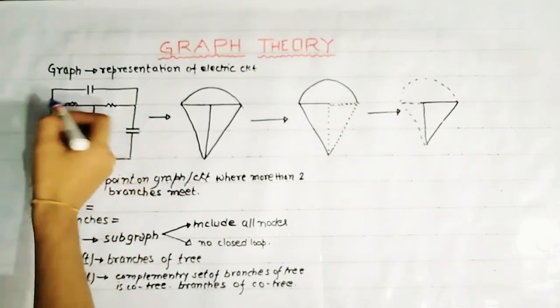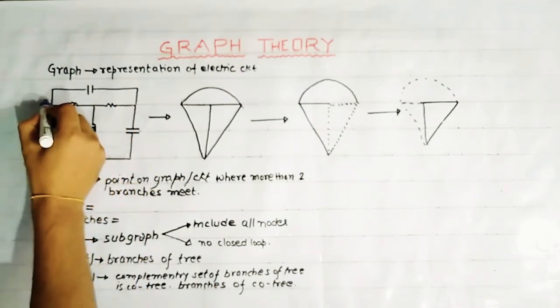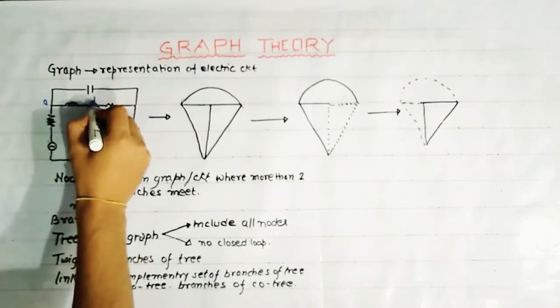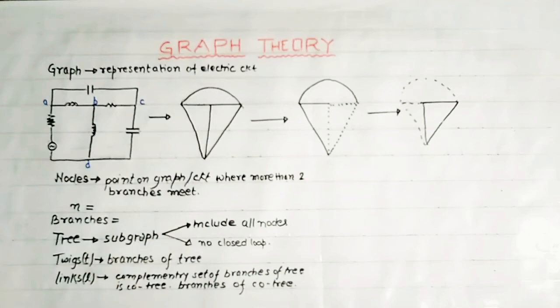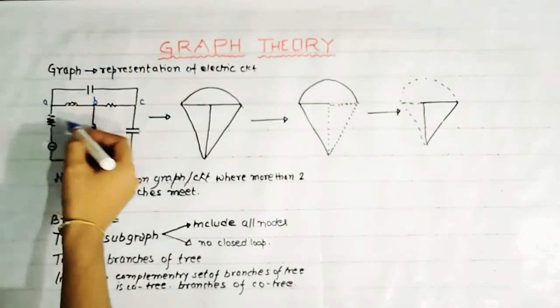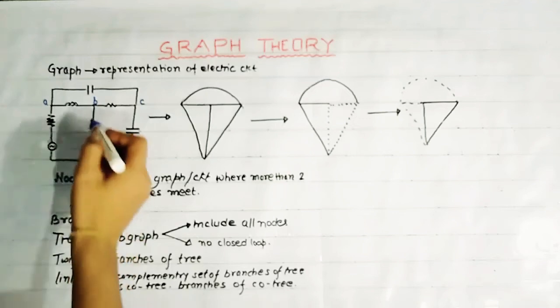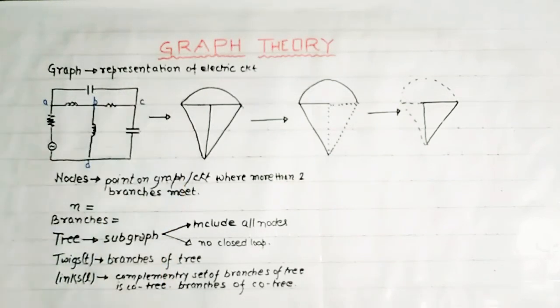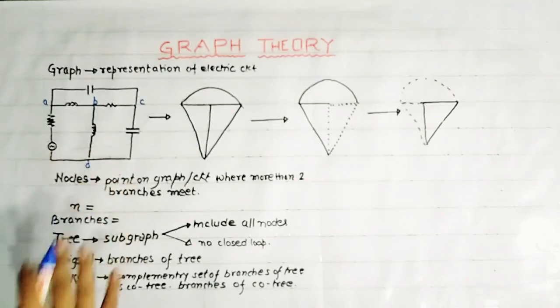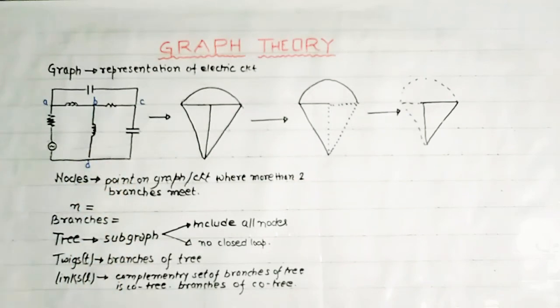See here in this electrical network, these are nodes A, B, C and D. Okay, and what is nodes? Nodes are the points on a graph or circuit where more than two branches meet. So you can see at node A, three branches meet. At node B, three branches meet. At node C, three branches meet. It means A, B, C and D are nodes of this graph, nodes of this electrical circuit.